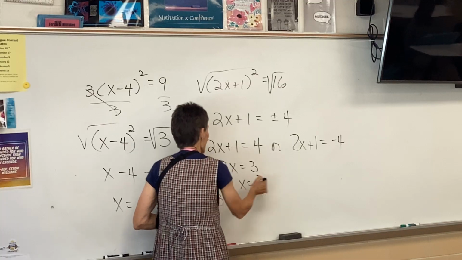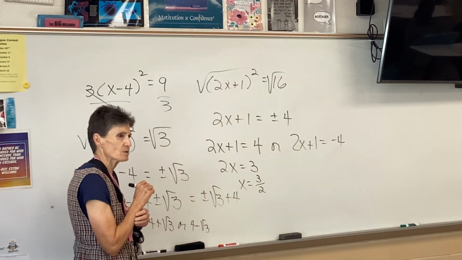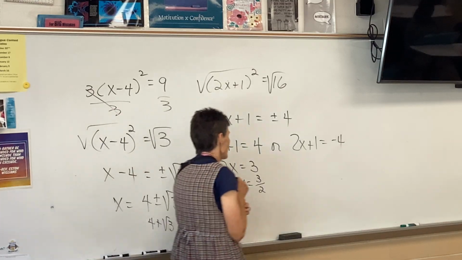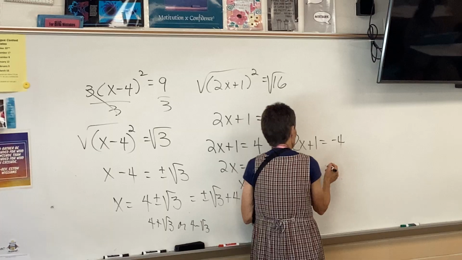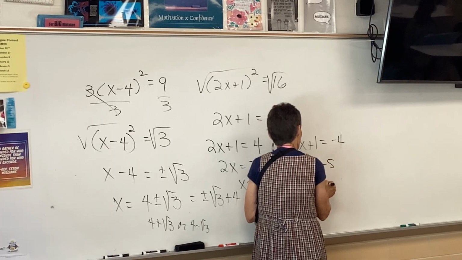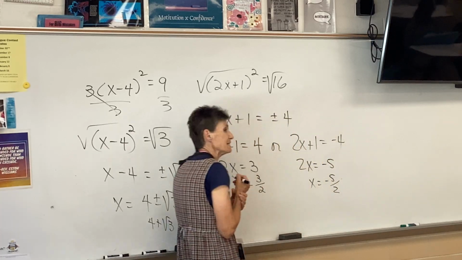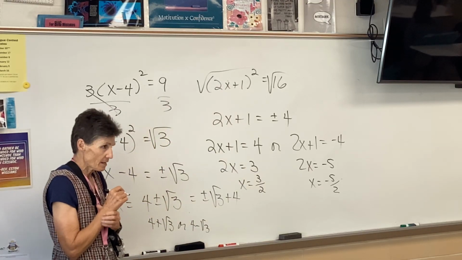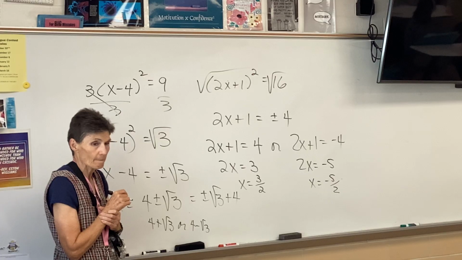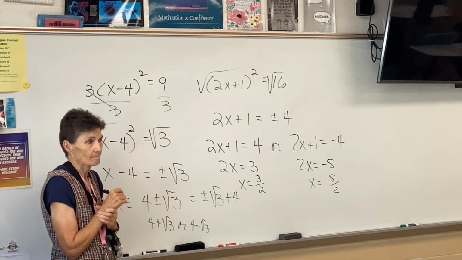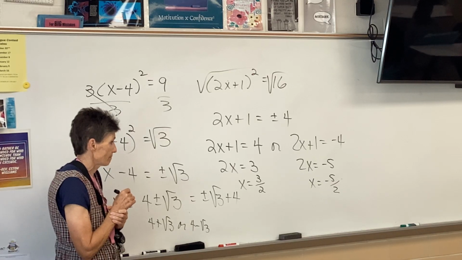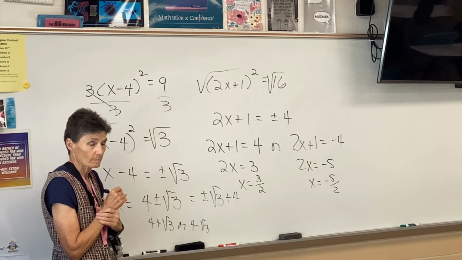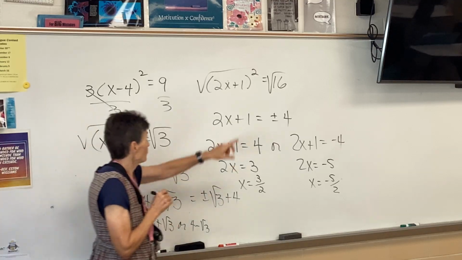So it looks like 3/2 is one answer. And then I'll subtract 1 and divide. So it looks like negative 5/2 is the other answer. Two answers, every time, when your equation is a square.